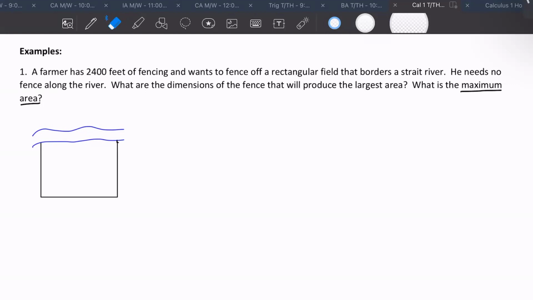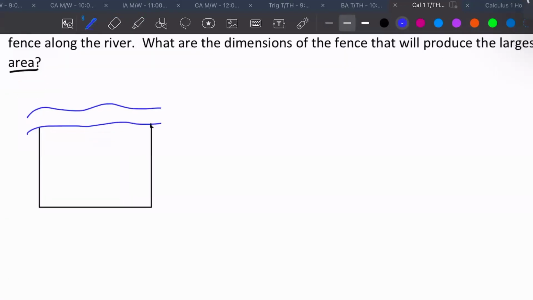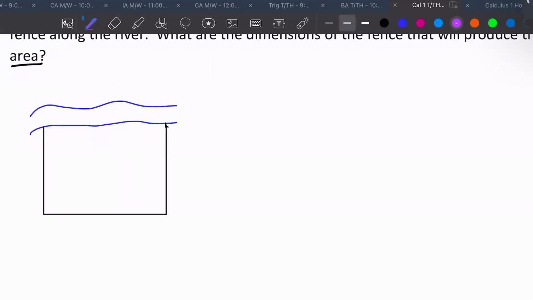So draw your picture, assign your variables. That's your first step. So there's my river. There's what my fence would look like if I put a fence around the field that borders the river, right? And then we can assign variables. We can say X and Y. You could also do L and W, length and width. Doesn't really matter what your variables are.